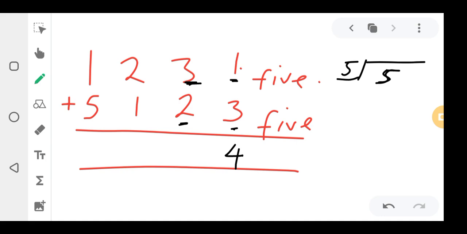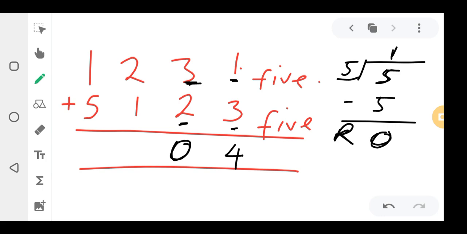This 5 into this. How many times does 5 go into 5? It goes 1. 1 times 5 is 5. Remainder 0. So the remainder is 0. I always put the remainder as R. R means remainder. Okay, don't get confused.